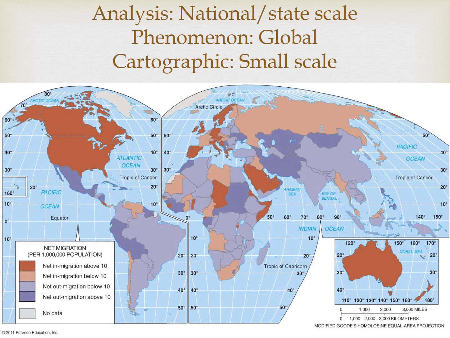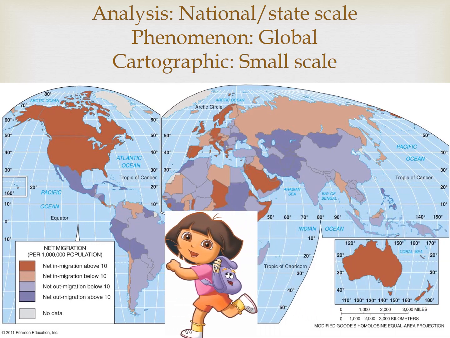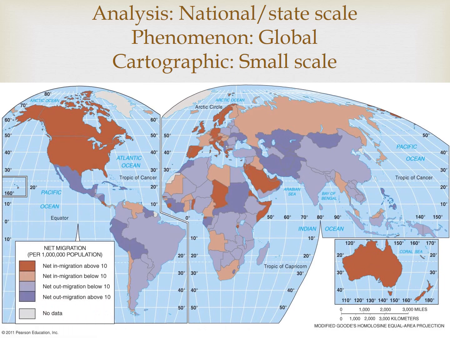So let's look at some real life material. We can start by asking a couple of questions. What type of map are we looking at? Right, this is a choropleth map. And the story that this map tells is about migration, particularly net migration. So the countries that are purple have net out migration, meaning more people are leaving. And the countries that are red have net in migration, meaning that they have more people coming in than leaving.